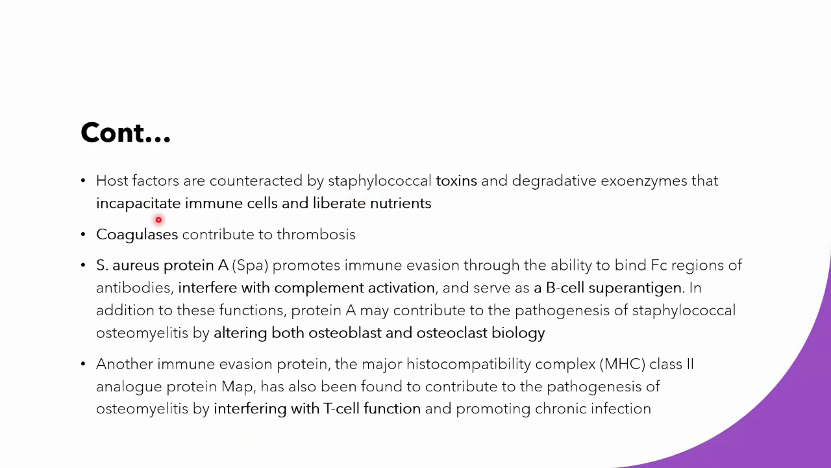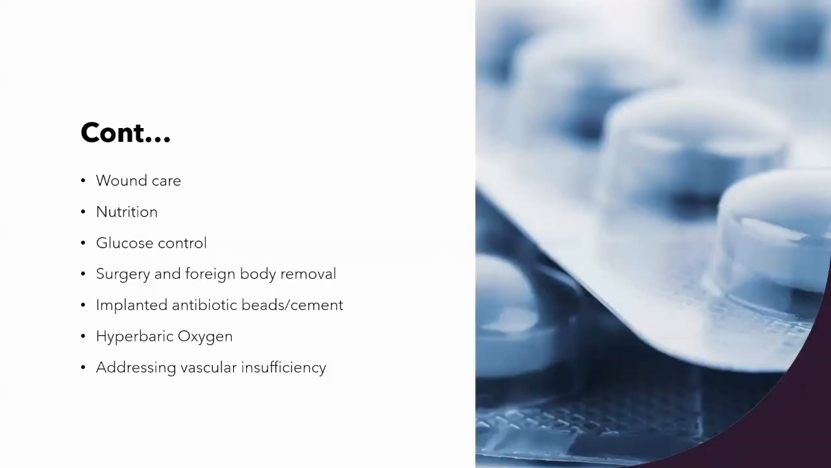We mentioned that perpetual and vicious cycle. Staph releases coagulases that can actually contribute to thrombosis, hence hastening the process. It can act as a super antigen. It can interfere with T cell function. Ultimately, staph is bad. But despite all of that, it still comes back down to basics.